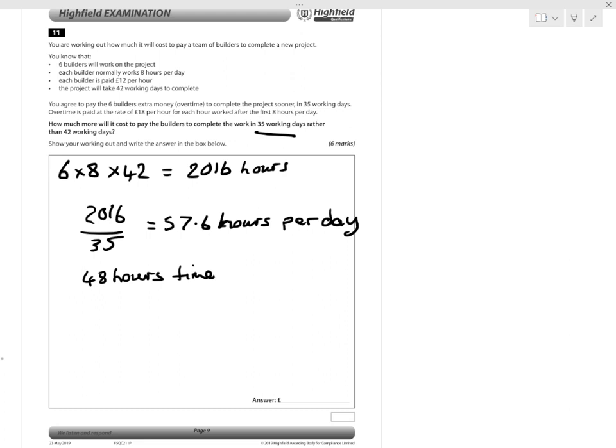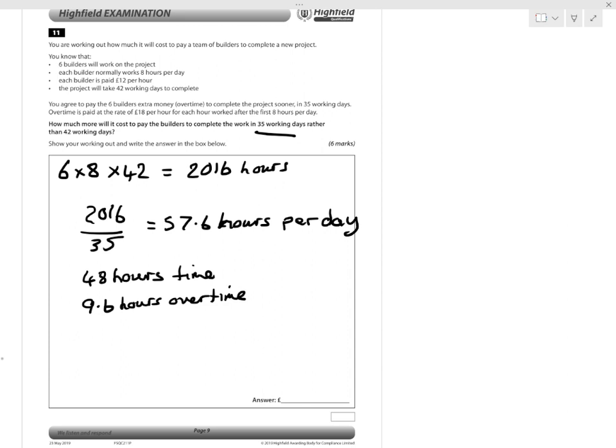And you've got the difference between that: 57.6 minus 48 equals 9.6 hours of overtime. Yeah, and that's per day, right?